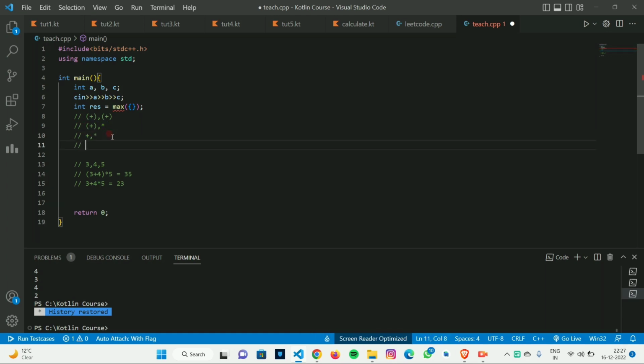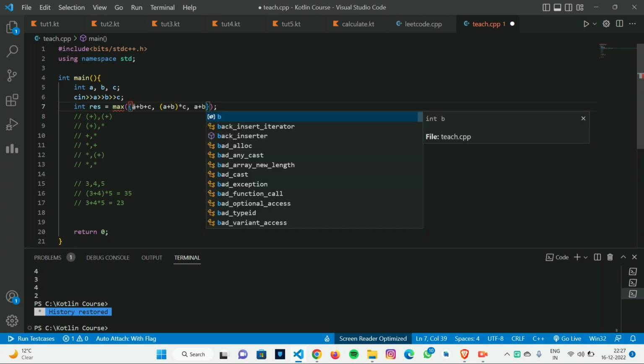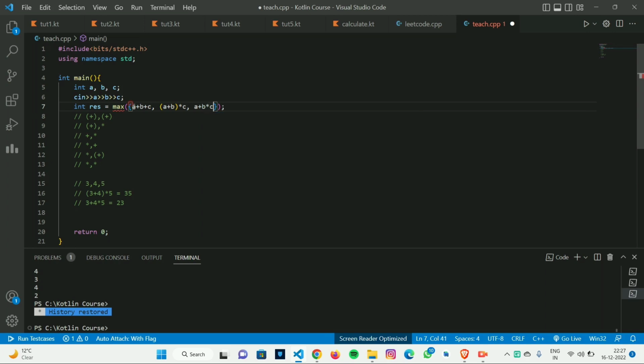The fourth case is multiplication, then addition. The fifth case is multiplication, then bracket addition, and finally multiplication and multiplication. Now we just have to implement this. And finally we have to print our result.